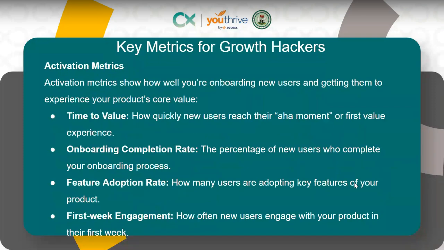So next is activation metrics. Activation metrics show how well you are onboarding new users, getting them to experience your product's core value, right? It is a thing of how seamless your onboarding process is for new users to start using your core value. All right. So if you're getting, for example, 100,000 downloads, you got 100,000 downloads. All right.